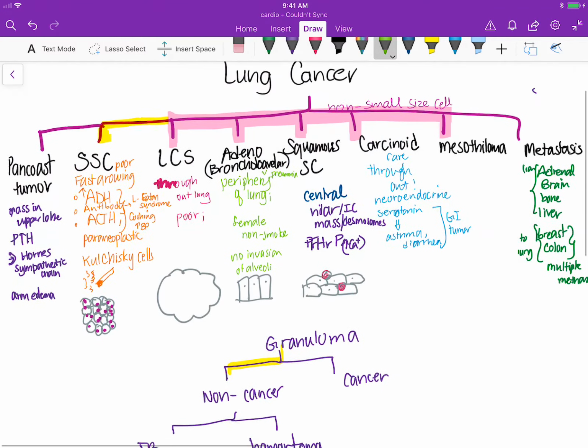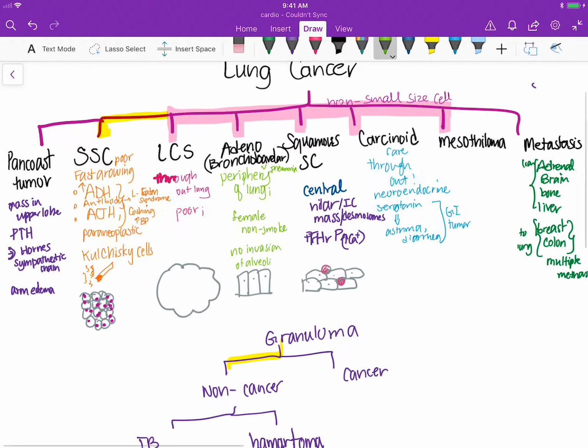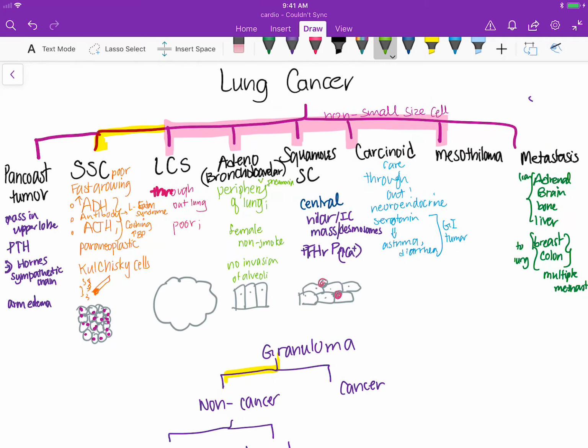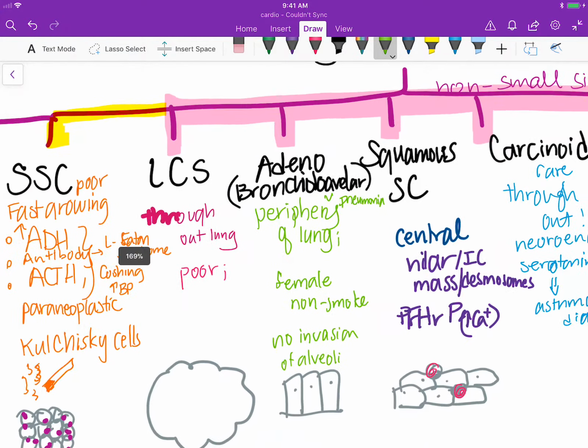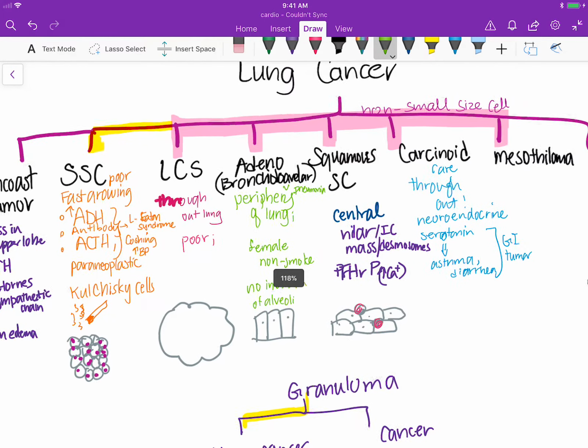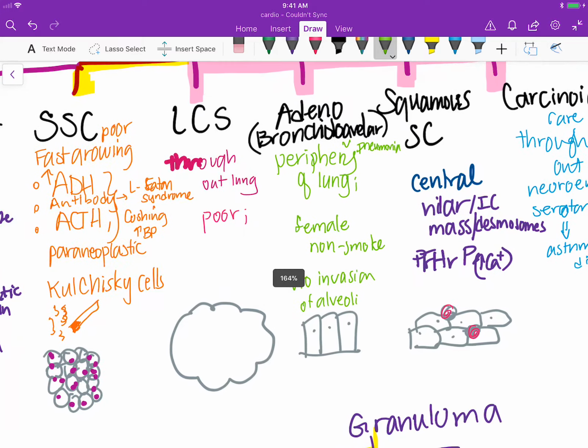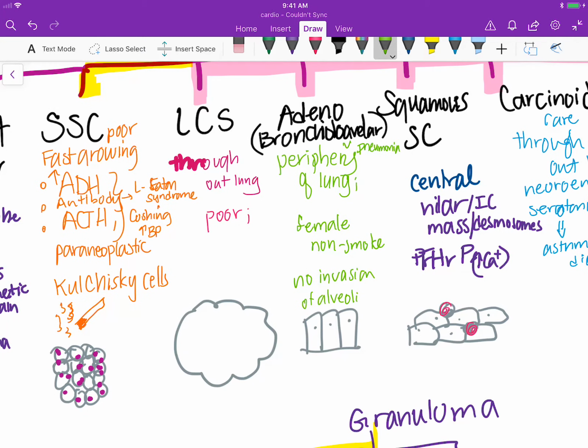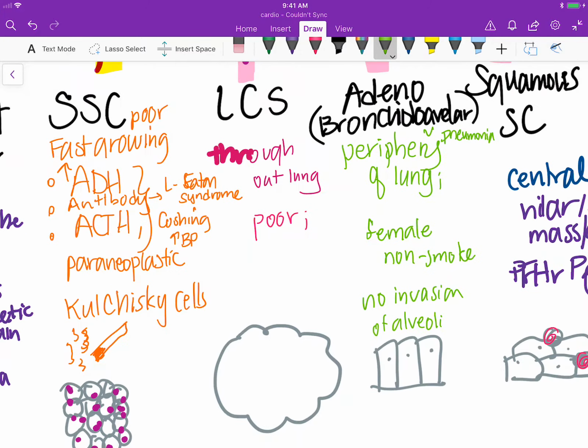Now we're going to go to the cancerous form. You can divide it into small cell carcinoma, which I have highlighted as SCC. This is a small cell carcinoma. Or you can have non-small cell carcinoma, which is everything in pink. Small cell carcinoma is the worst one. The prognosis is very poor. It's fast growing. Basically, you see three things: increased ADH, an antibody, and ACTH.